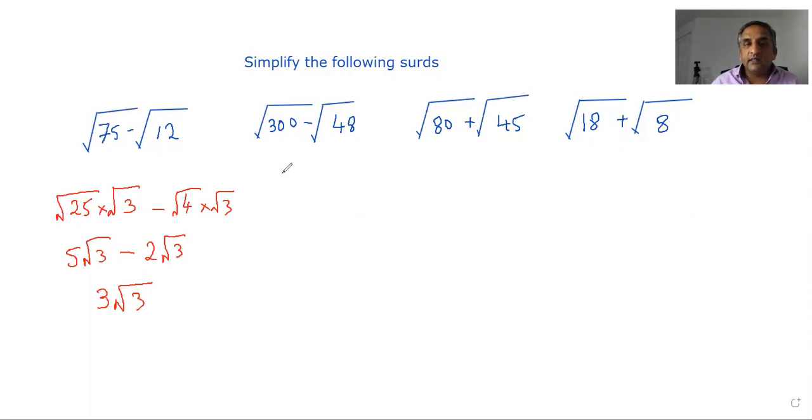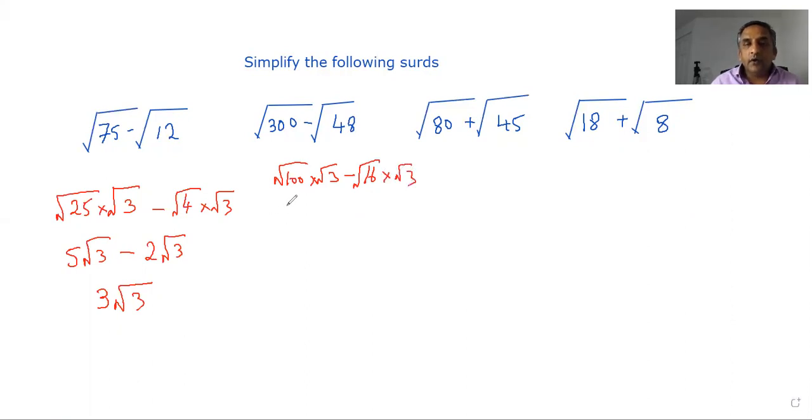Now we talk about question number 2, which is square root of 300 minus square root of 48. So 300, we can split into two parts, like square root of 100 times square root of 3. You see, 100 times 3 gets 300 back. On the other hand, 48 we can split into two parts, like square root of 16 times square root of 3.